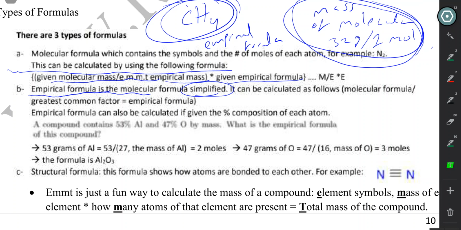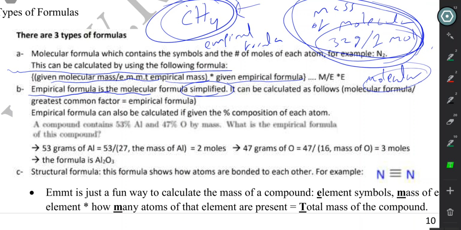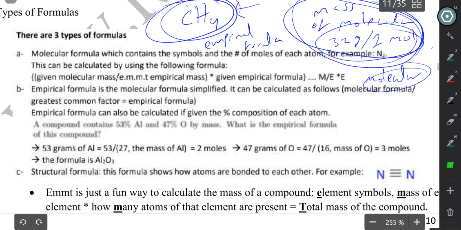Again, what is the molecular formula? Figure out what the molecular formula is, which mass is 32 grams per 1 mole, and its empirical formula is CH4. So to answer that question, you simply just follow the ME formula, M divided by E times E. So here your molecular mass, M stands for molecular mass, and that is going to be 32, given to us.